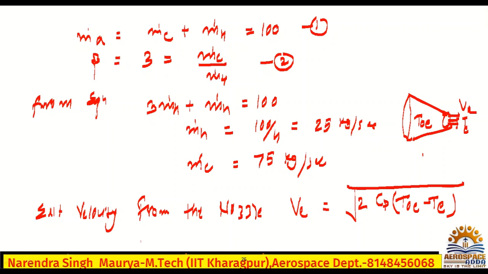So T naught E you need to calculate. TE is given. What is the TE they have given to us? For the cold nozzle they have given 288 Kelvin. We can calculate T naught E. That fan pressure ratio they have given. So we'll go: what is the T naught E by TE? That is the fan pressure ratio, FPR.